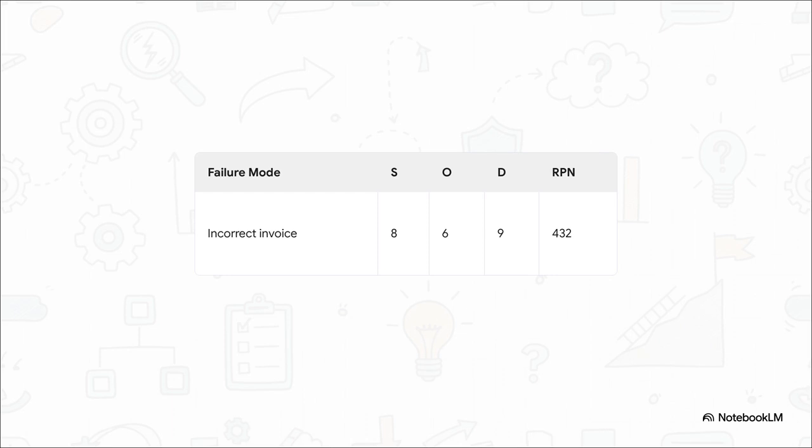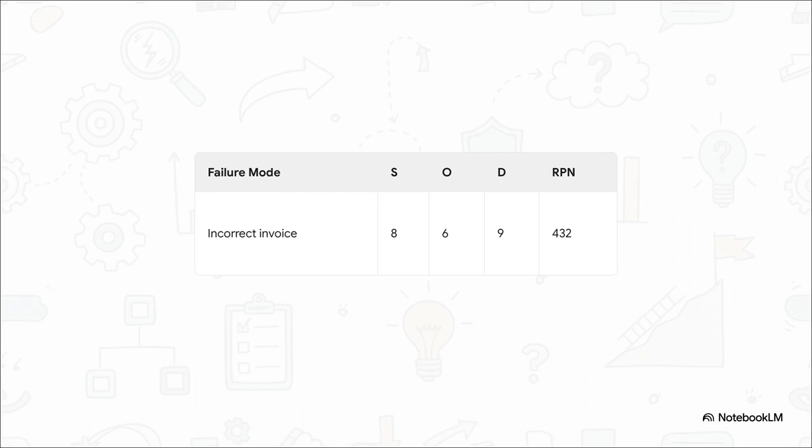Severity. A customer receives a box that looks tampered with, or the product gets stolen in transit. That's highly severe for a high-end brand, so we score it an 8. Occurrence. Because this is a highly manual process executed under a lot of time pressure, it happens regularly. Score is a 6. Detection. Right now, there's no final audit for the seal. The package goes straight into the shipping container, and we only find out when the customer complains. So the score is a 9.